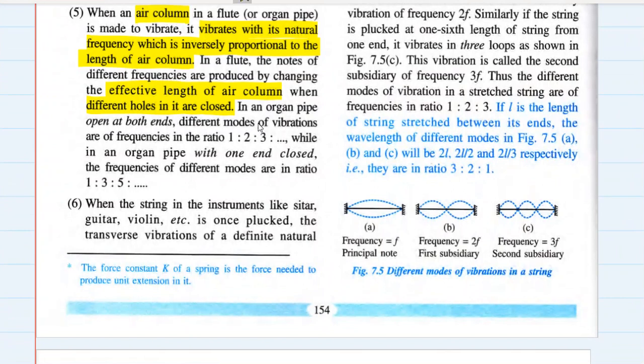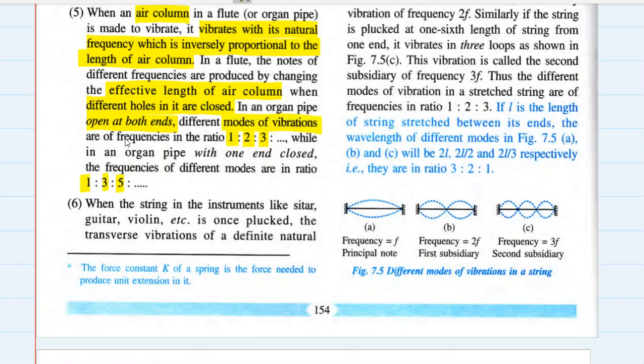In an organ pipe open at both ends, which we just saw, different modes of vibration are of frequency in the ratio 1:2:3 and so on to infinity. While in an organ pipe with one end closed, the frequencies of different modes are in the ratio 1:3:5 and so on. So these are modes of vibrations.